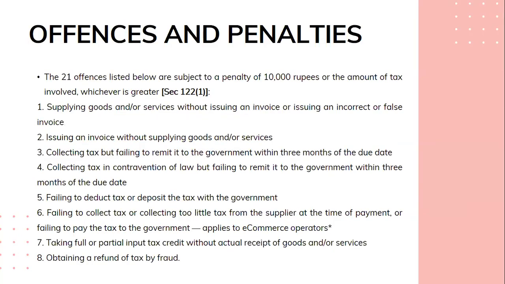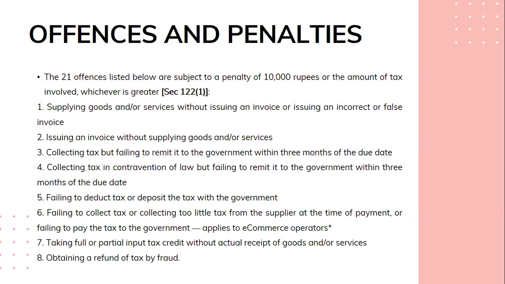Moving forward, according to section 122 subsection 1, there are 21 offenses which are listed, where those offenses are subject to the penalty of rupees 10,000 or the amount of tax involved, whichever is higher. So what are these offenses?